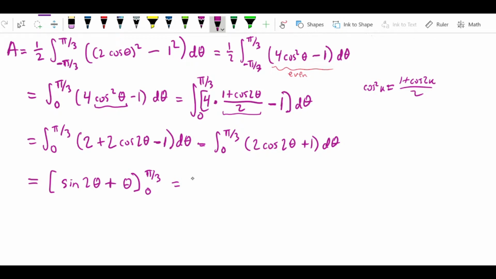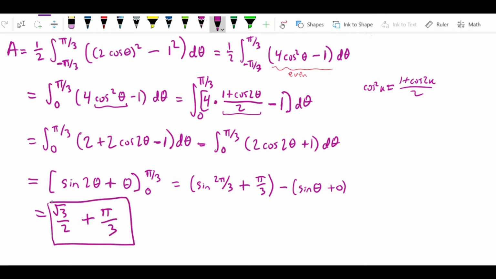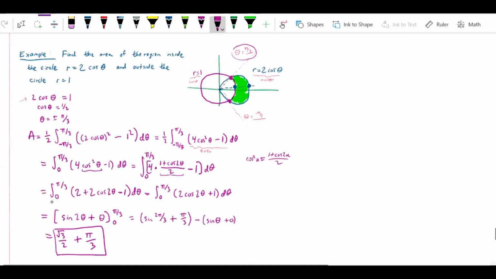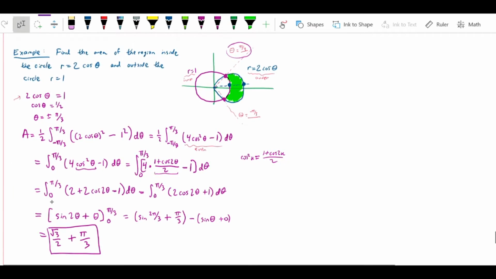That's going to give us sine of 2 pi over 3 plus pi over 3, and then for good measure we'll put in minus sine of 0 plus 0. And the sine of 2 pi over 3 is root 3 over 2. So we have root 3 over 2 plus pi over 3. And that is the area of this green region. Kind of inconvenient, but oh well. And this is how we do this.